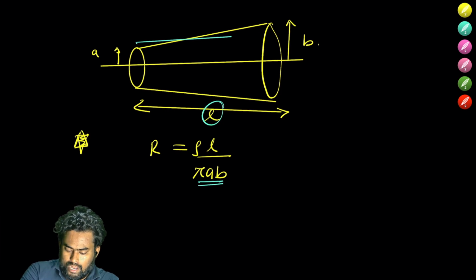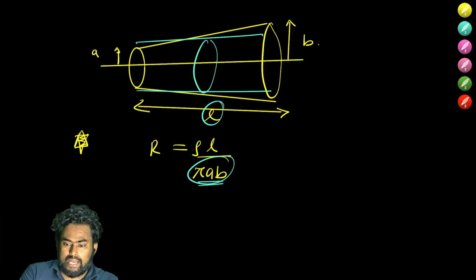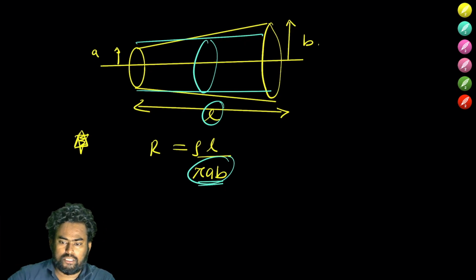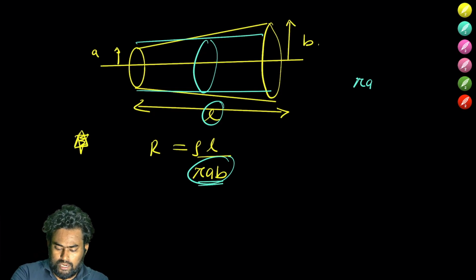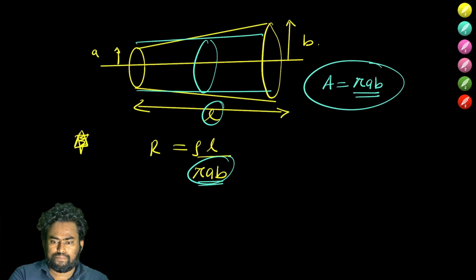See, if this area is uniform, the radius will be R, so the area will become pi R squared. But here the radius is not uniform, it is linearly increasing from A to B. So how much area do you take? Pi AB will be our area. Okay.